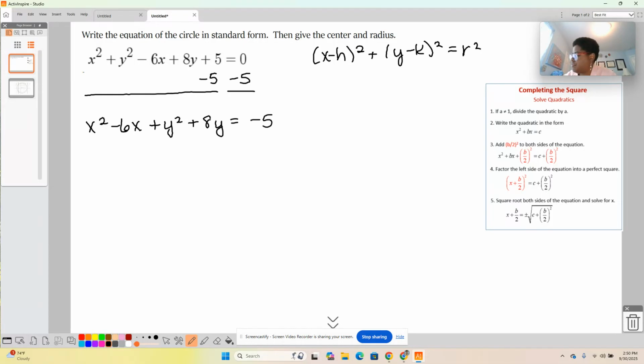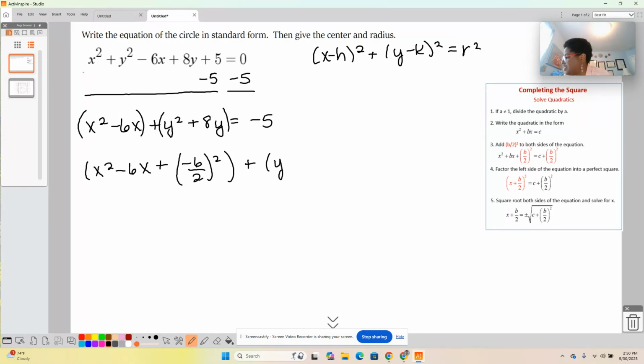Now I'm going to complete the square with the x terms and complete the square with the y terms. If I look at x squared minus 6x, the value of b is negative 6, so we need to add b over 2 squared, so that's going to be negative 6 over 2 squared. And if I look at y squared plus 8y, the value of b is 8. So I need to add 8 over 2 squared.